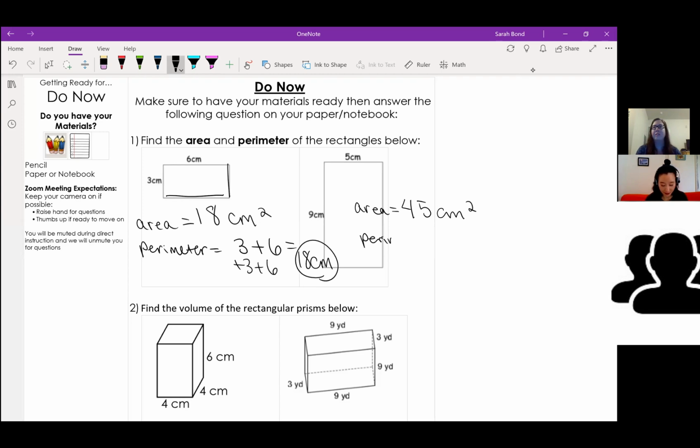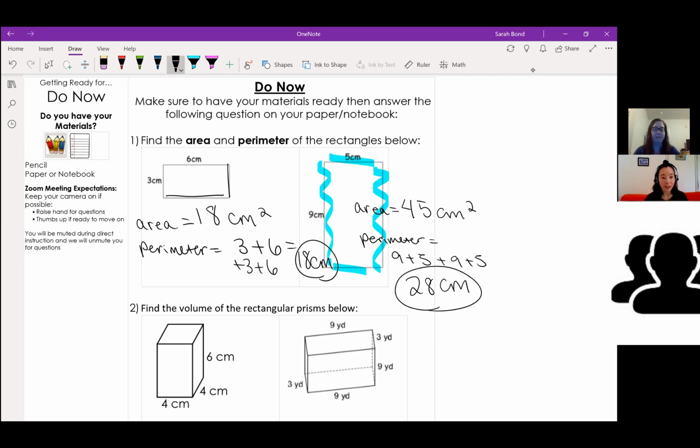Same thing with the other side. Perimeter here, in case you didn't know, is 9 plus 5 plus 9 plus 5. So we have 4 sides. So we should be adding up all 4 sides. When you do that, you should get 28 centimeters.